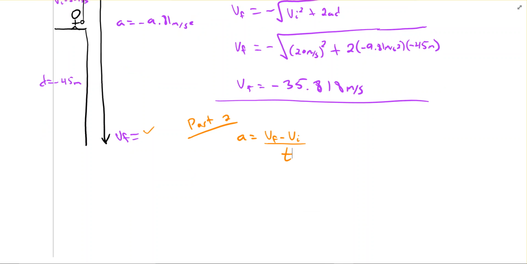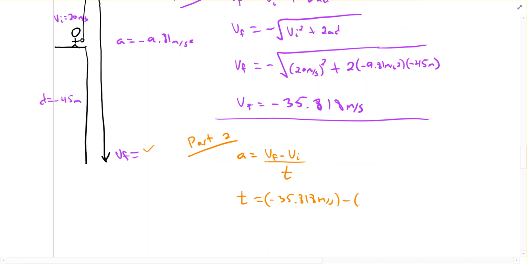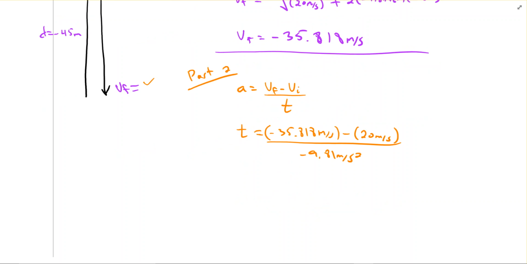If I rearrange for that, I end up with t is equal to, VF was the number I just found, which was negative 35.818 meters per second. I'll put that in brackets to make sure I know that that's VF. Minus the initial velocity, which was positive 20 meters per second, all divided by, now acceleration's on the bottom, I didn't show that step of the rearranging, negative 9.81 meters per second squared. And I get a final answer of t is equal to 5.7 seconds.